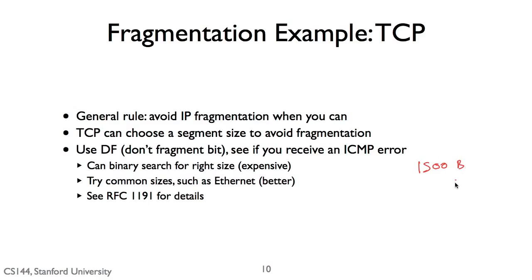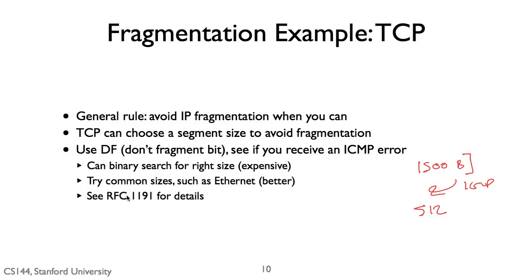And if it gets an ICMP error saying that it had to fragment and couldn't, then it says, I'll try something else. There must be some smaller size, like maybe there's a 512 byte PPP link. There's a bunch of ways you can search for this. One is to do a binary search, but that's expensive. You can also just try common sizes like 1500 bytes. There's an RFC that talks about the options.